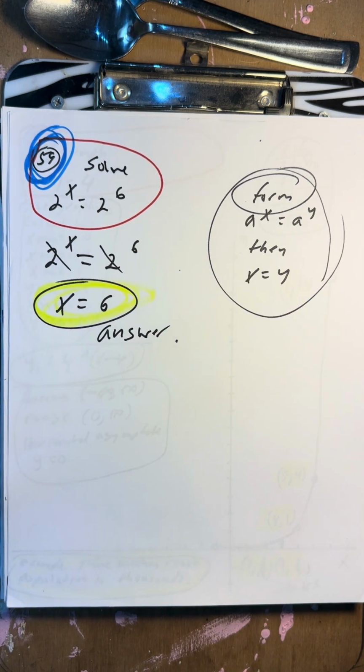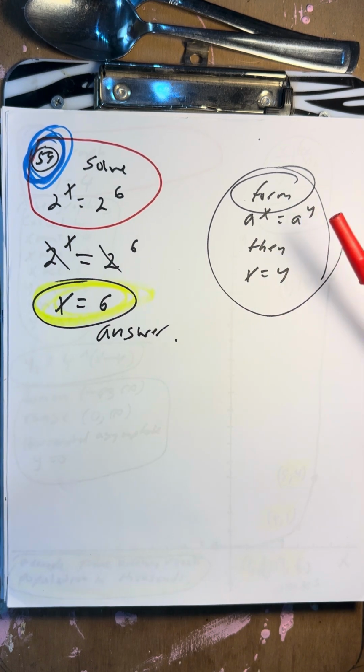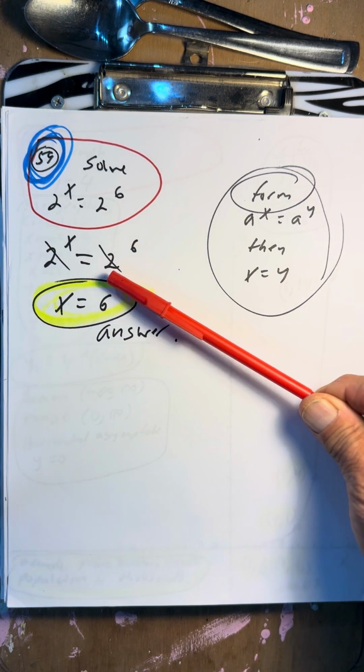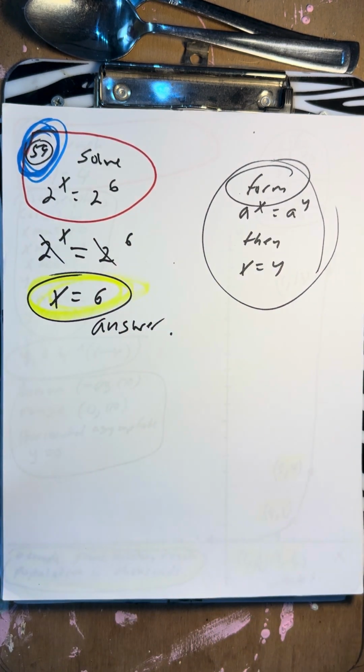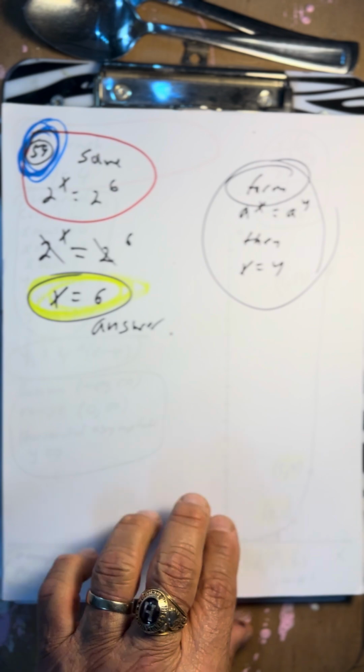What is this? If 2 to the x equals 2 to the 6, how do you find x? Well, the formula is: if a to the x equals a to the y, then x equals y. So if 2 to the x equals 2 to the 6, the bases go away, and what's left over is 6.